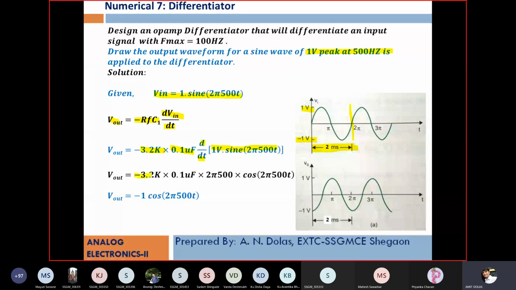1 sine of 2 pi 500t. Differentiating it, this value into cos of 2 pi 500t. It comes minus 1 cos of 2 pi 500t. So whenever sine is 0, at that time it is minus. So you can see the cos waveform is the output, having a 90-degree phase shift. Frequency will remain the same, please remember, 2 millisecond. So this is the response of the sinusoidal waveform to the differentiator.